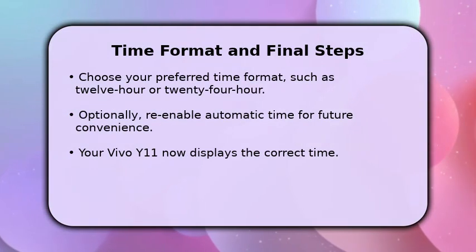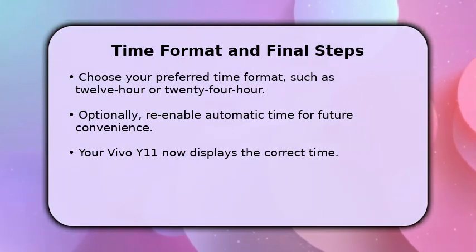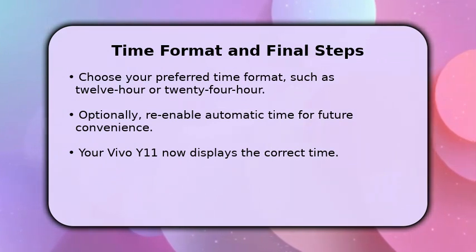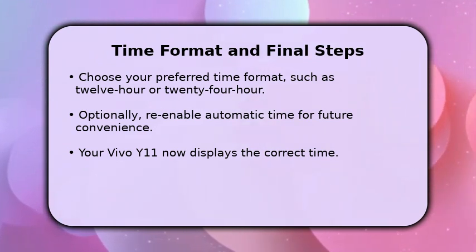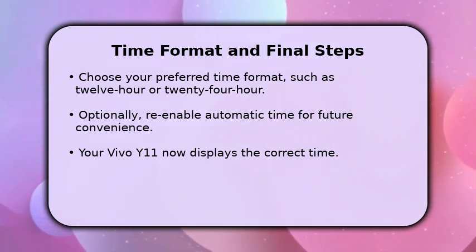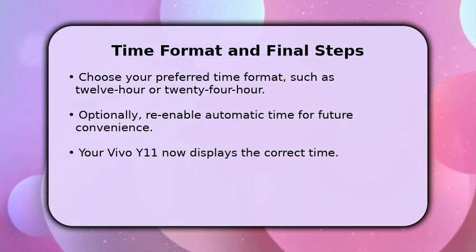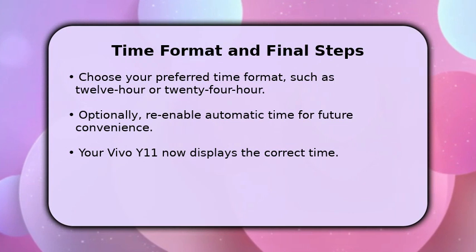Finally, you can customize the time display format. Look for an option like Use 24-hour format to switch between a 12-hour or 24-hour clock. If you wish, you can re-enable the automatic date and time setting after making your manual adjustments. This will ensure future accuracy.